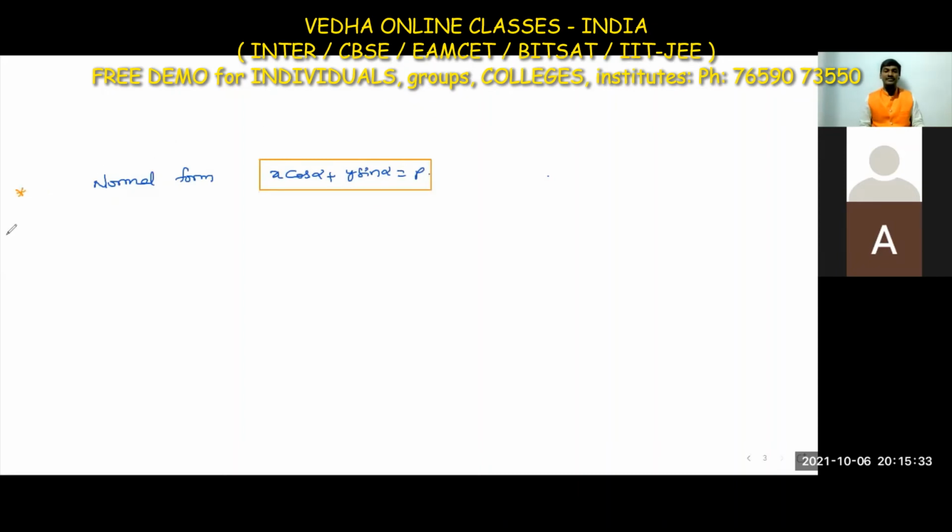Another form is the general equation of the straight line. The general equation of the straight line we already discussed: ax plus by plus c equals 0. That means whatever formula you apply, after applying it, the final answer must be in the form ax plus by plus c equals 0. That is compulsory.